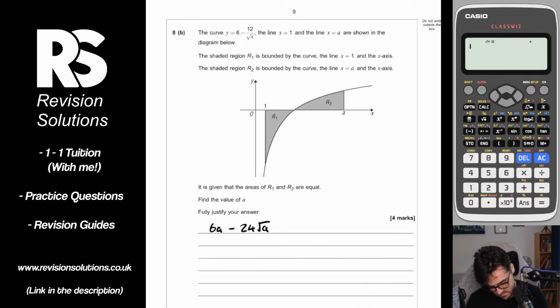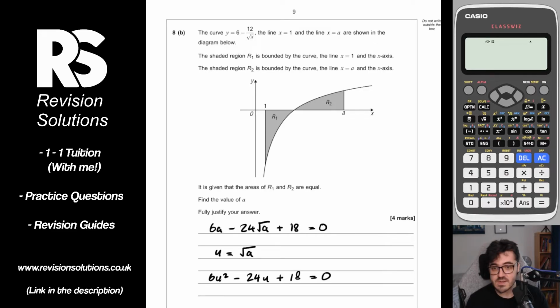Plus 18. And that's actually a quadratic in disguise. If we set, let's say, u equal to the square root of a, this is 6u squared minus 24u plus 18 equals 0. And then to solve that, let's simplify.